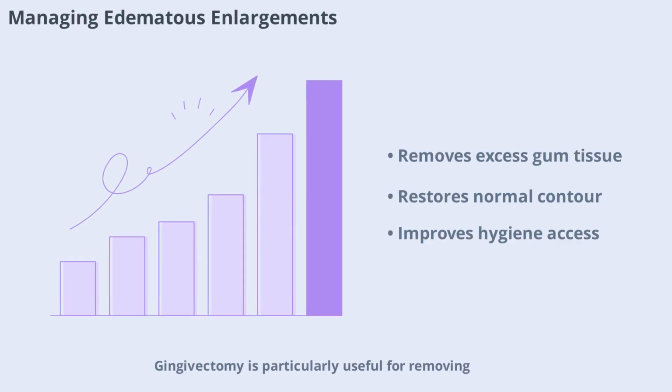Gingivectomy is particularly useful for removing fibrous or edematous enlargements of the gingiva. These enlargements can result from chronic inflammation, medications, or systemic conditions. By excising the excess tissue, the procedure restores normal gum contour and improves oral hygiene access.